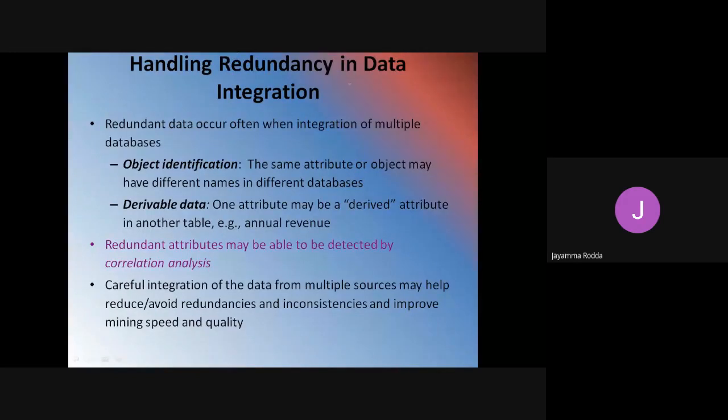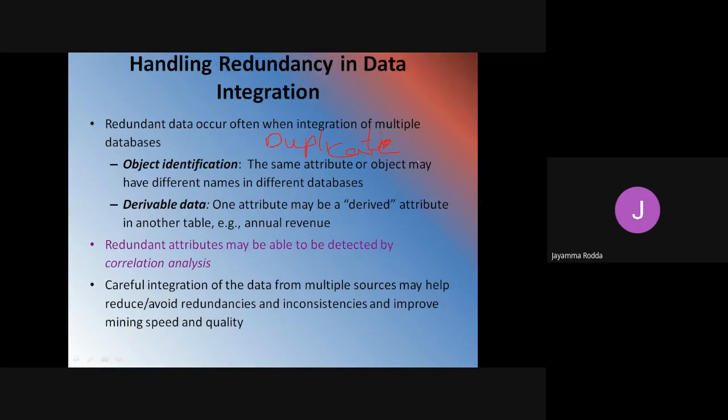Next, how do you handle the redundancy of data? This is another problem, another big problem. What is redundancy? Redundancy is nothing but duplicate data. How does this duplication arise with the data? What is this duplicate problem? Why does this arise?